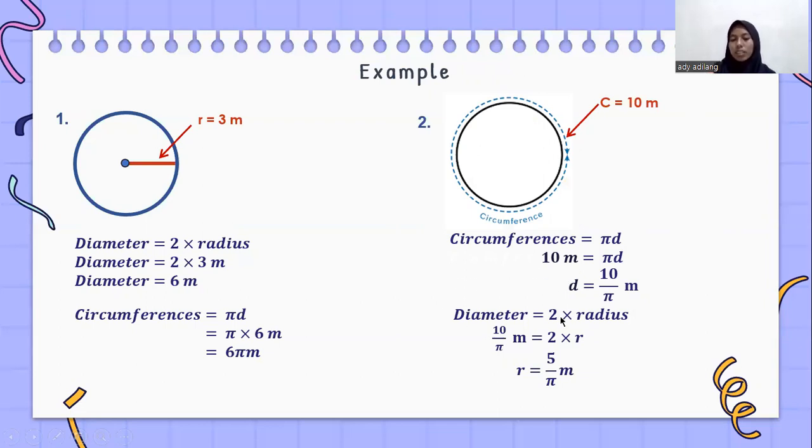And the diameter is 2 times radius, so substitute the value of the diameter, which is 10 over pi meters, and we're just going to use the symbol of the radius, which is r. So 10 over pi meters is equal to 2 times r. To find r, we have to divide both sides by 2. So 2 times r divided by 2 is equal to r, and 10 over pi meters divided by 2 is equal to 5 over pi meters.